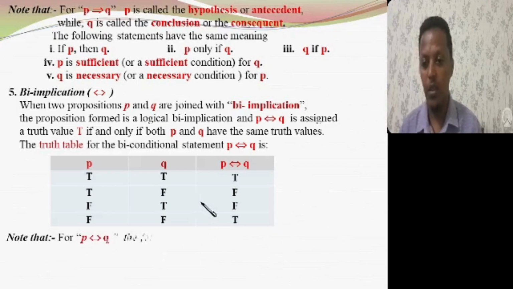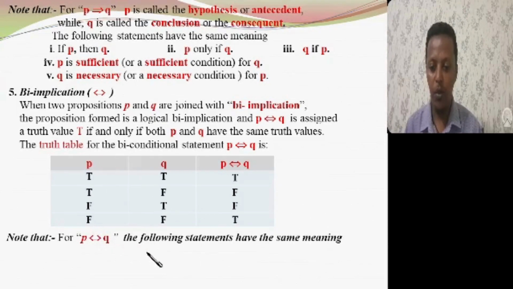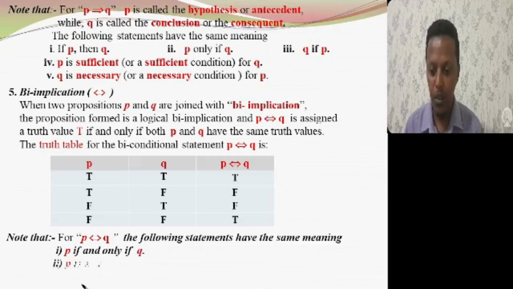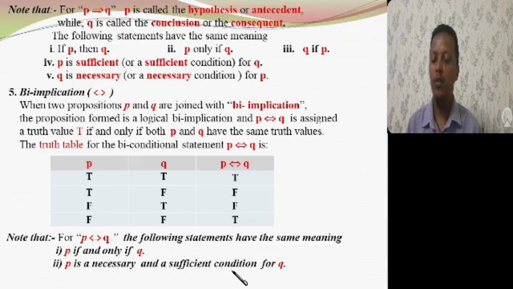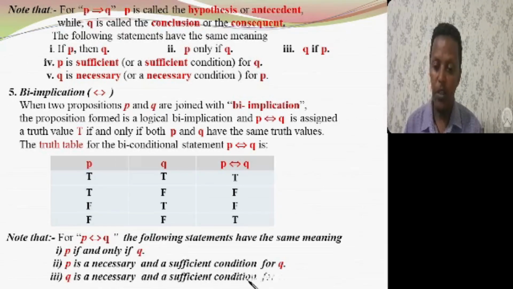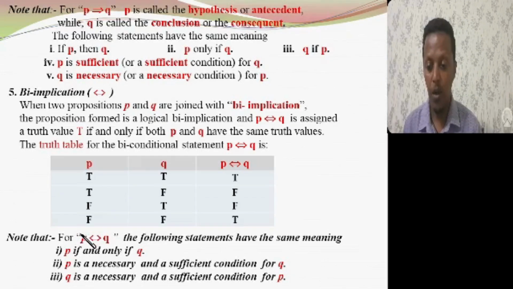And the other thing, by implication, P if and only if Q has the same meaning, based on verbal statements. P is a necessary and sufficient condition for Q. This is also equivalent to P if and only if Q. Q is a necessary and sufficient condition for P. So in terms of verbal statements, you can use these 3 sentences to describe the symbolic form P if and only if Q.